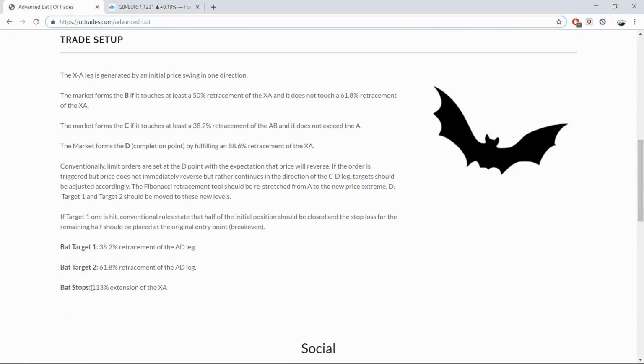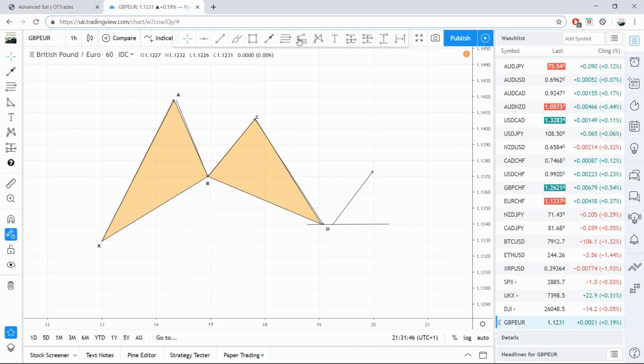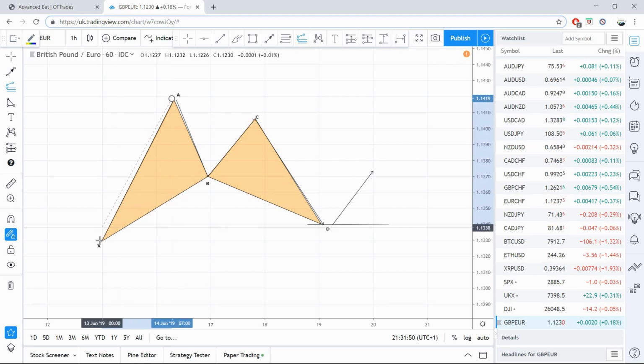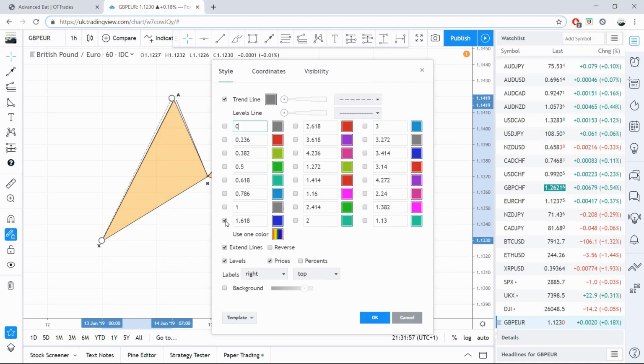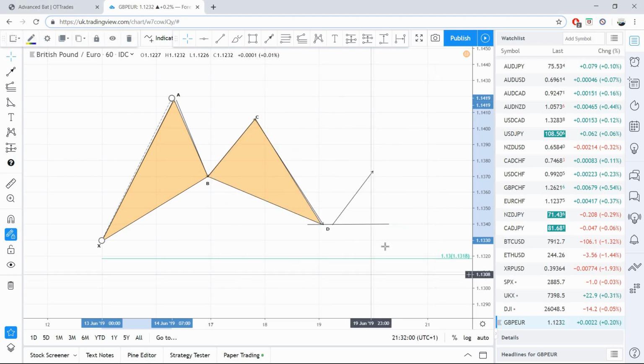As for stops, they go at the 113 extension of XA. So instead of our retracement tool, now we get our extension tool from X up to A, and it's the 113, so just enable 113 here. So 113 is our stop loss level.